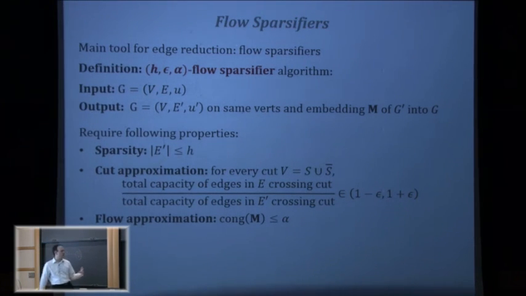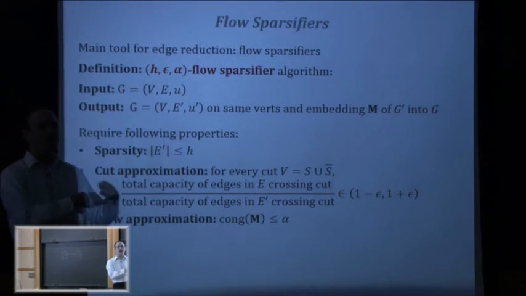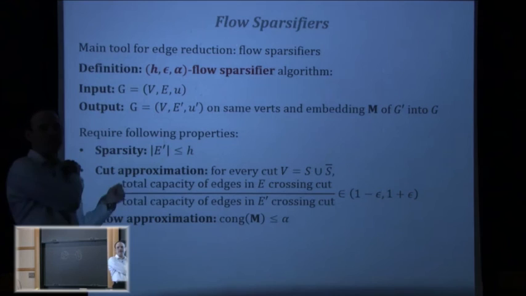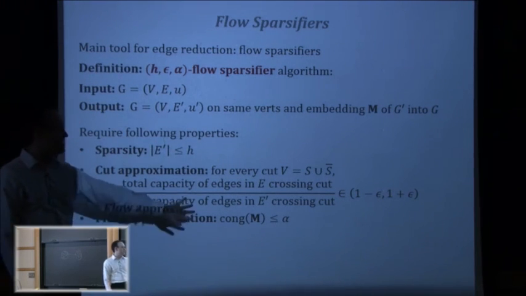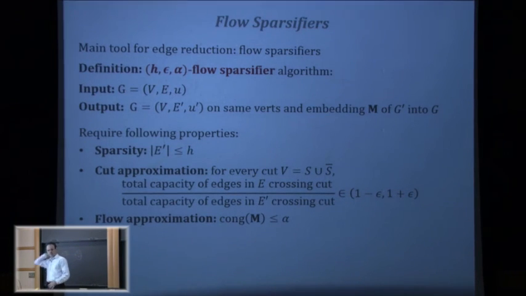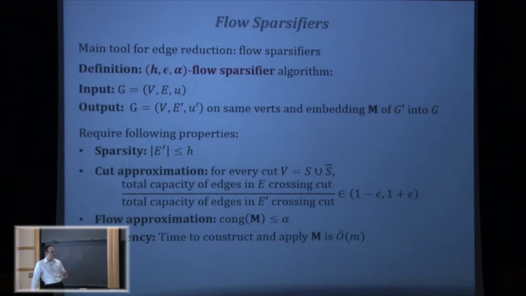So not only do you have that your new graph has all the cuts about right, but it's also going to come with an embedding of the new graph into the original graph so that the congestion isn't too big, bounded by some alpha. And that's a parameter of your construction. Right? So it's kind of what you'd expect. So this will be weighted, yeah. And the other thing we're going to want is that it's fast, right? The last parameter on this list is just how long it takes to do it, and we're going to require it to be O tilde of m, so almost linear.